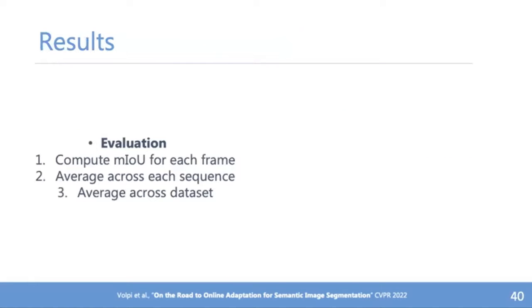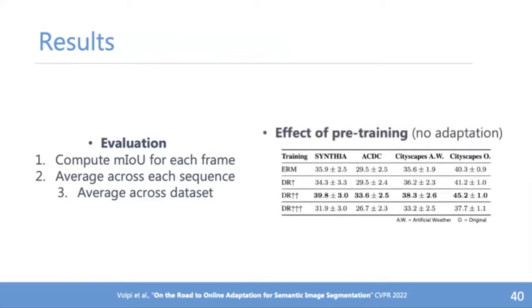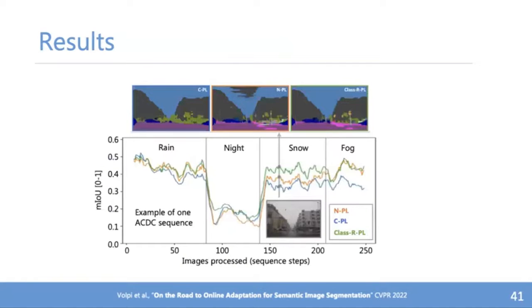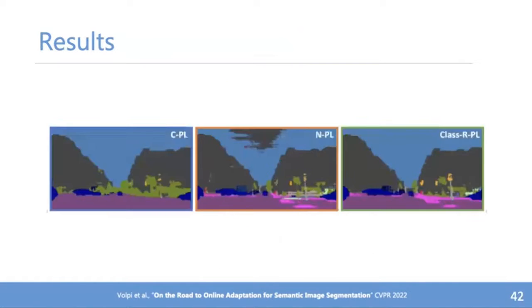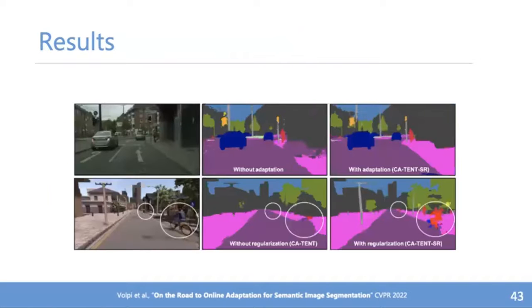How do we evaluate? We compute mIoU on each frame, and then we average across the sequence and average across the dataset. Check the paper if you're interested, but we really spent quite some time on this. This is what we are analyzing: sequences, not just final numbers in the tables. And again, some numbers. Here you can see that without adaptation, things go poorly. But if you adapt without regularization, on the bottom, you're going to forget about things.